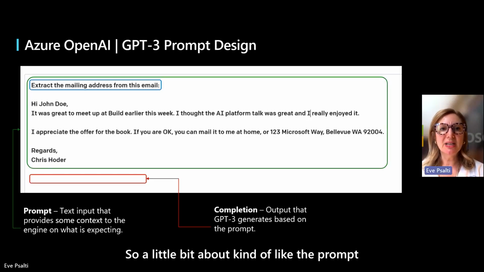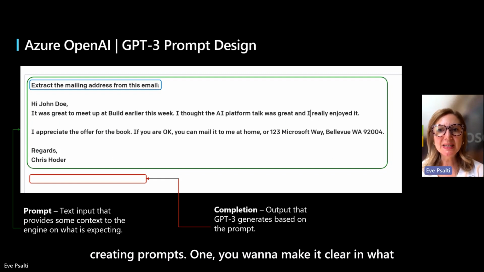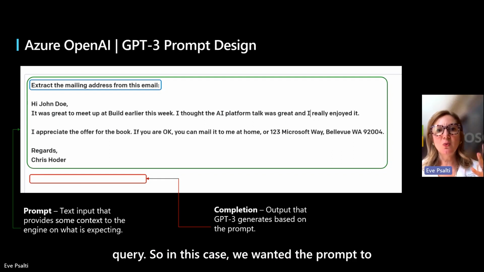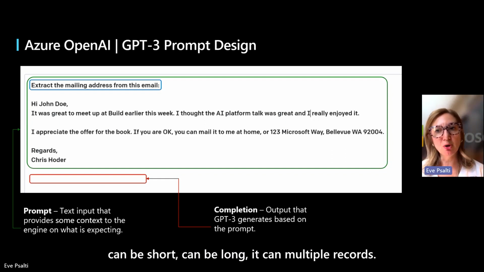So a little bit about the prompt architecture, if you will. There are three basic guidelines to creating prompts. One, you want to make it clear what you want as a result of the query. So in this case, we wanted the prompt to be like, give me the address of this kind of text. And this text can be short, can be long, it can be multiple records.